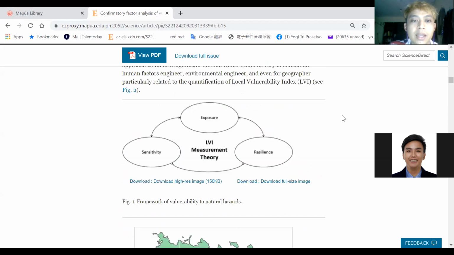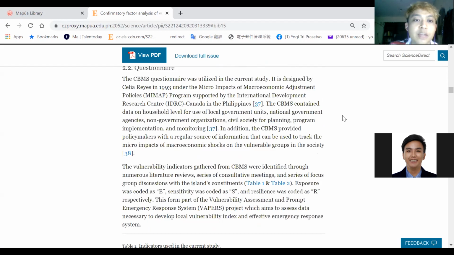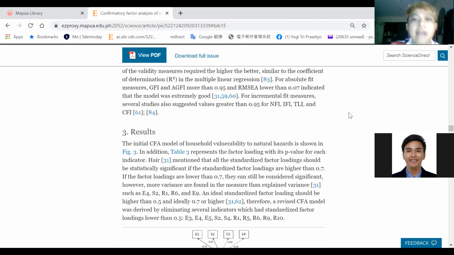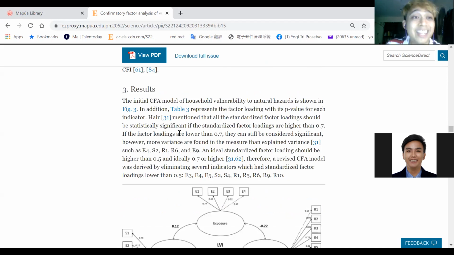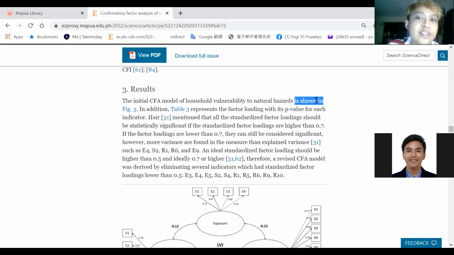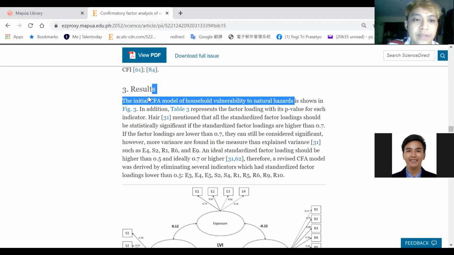Okay, so the one that I would like to mention is actually about this one, the results section. If you would like to present a paragraph, you know what? The tense is the present tense. But if you would like to explain the findings, you use past tense. For example, this one: the initial CFA is shown. It's not "was shown." Okay, is shown in this figure.